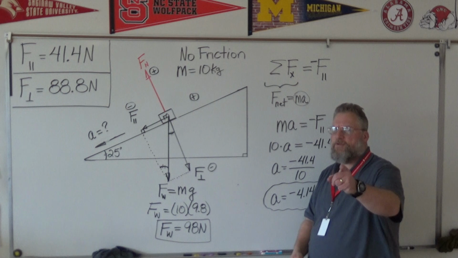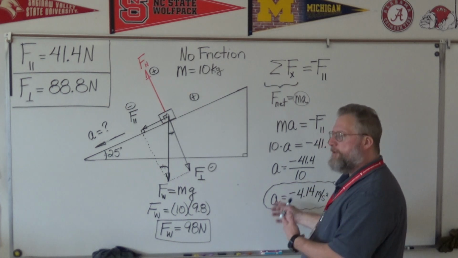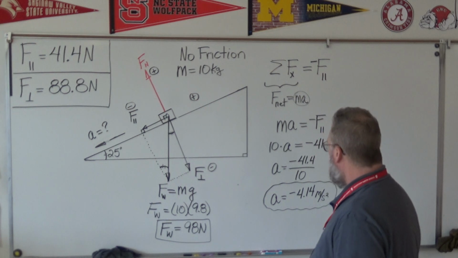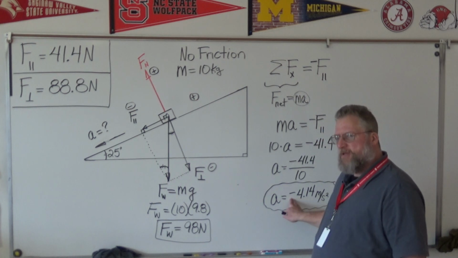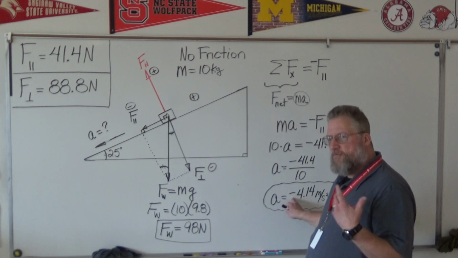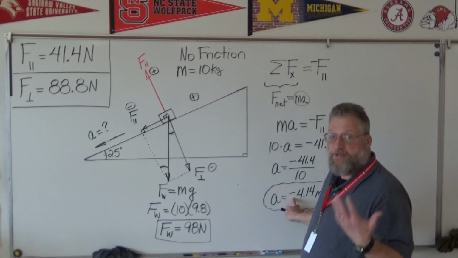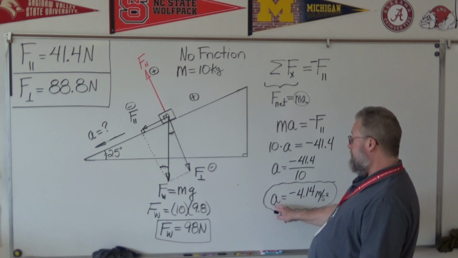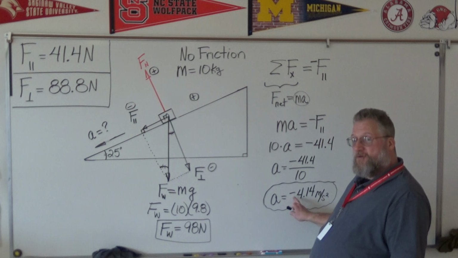Now all good physicists always do one good thing. When they're done calculating the problem, they stand back, they look at it and say, does this really make sense? So why in the world did this thing come out to be negative? Well, remember in physics, positive and negative tells us direction. Okay? It tells us direction. So this says it's going to be accelerating in the negative direction.